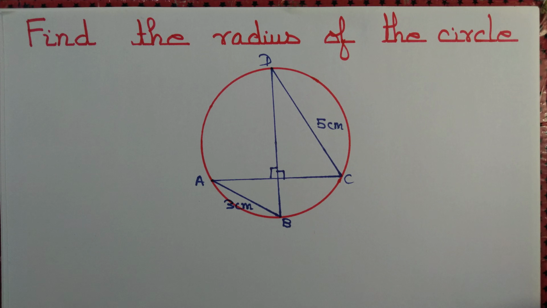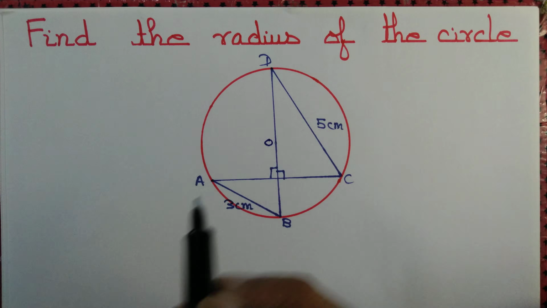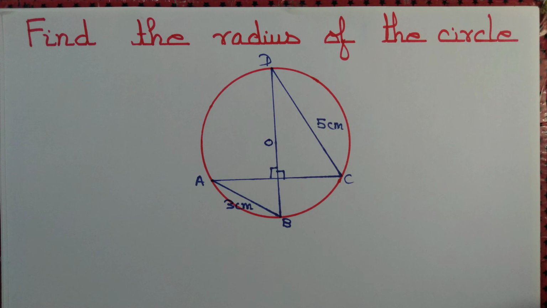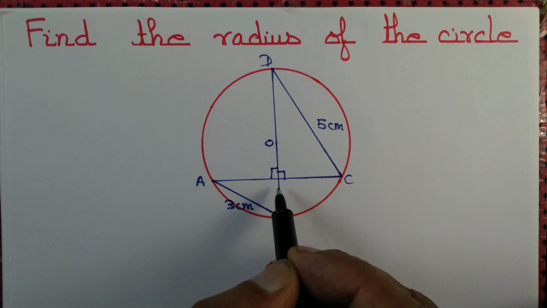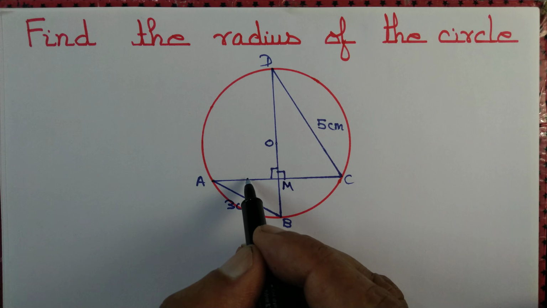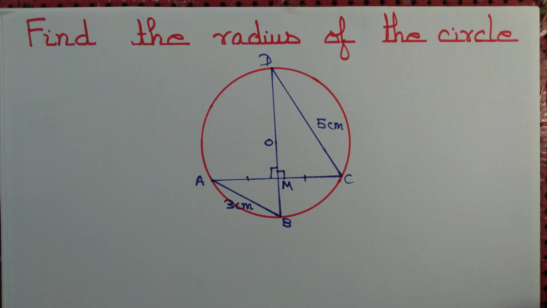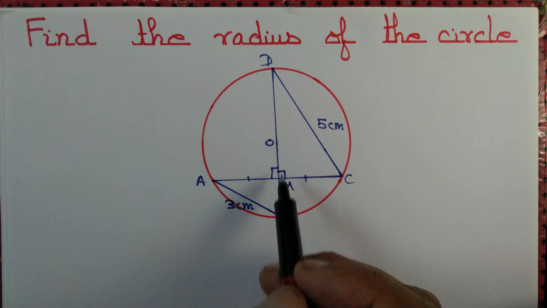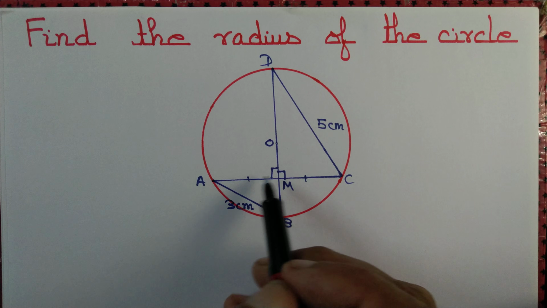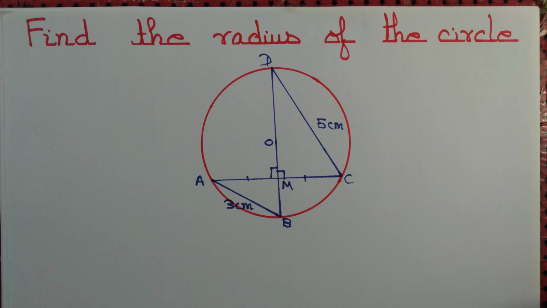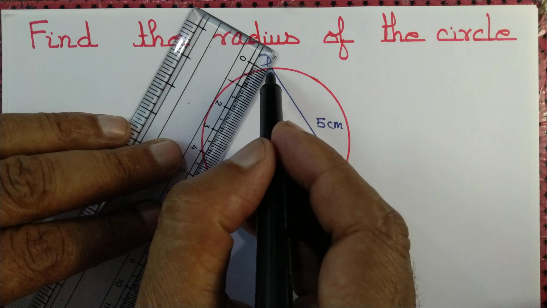We know that AC is a chord. If O denotes the center and OB is perpendicular to AC, then we know that OB must bisect AC. In other words, AM must be equal to CM. That's because a line that passes through the center of the circle and is perpendicular to the chord must bisect the chord. Now, let us join AD.